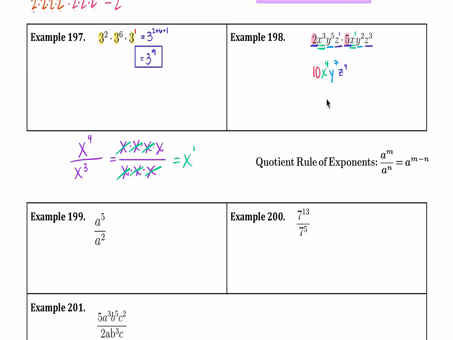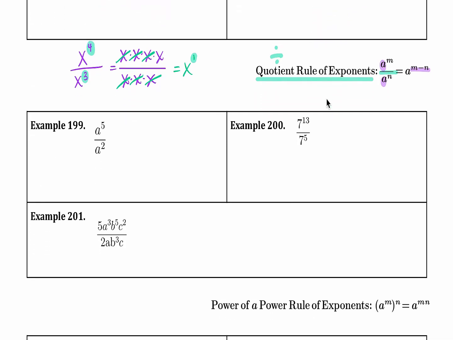So again, we could probably do this without writing it a bunch of times. If you look at what we started with, we said x to the fourth divided by x to the third is x to the first. So you can see there that kind of a shortcut to do this is we're going to subtract our exponents. So that's what our quotient rule of exponents says. Quotient means division. If we are dividing exponents and we have the same base, that's key here, the same base, then all we do is subtract those exponents, the top one minus the bottom one.